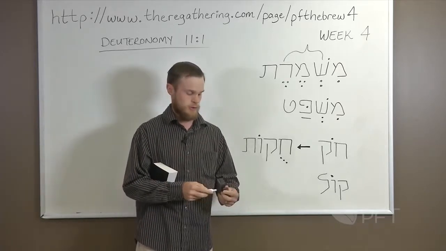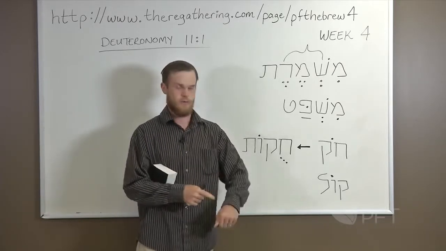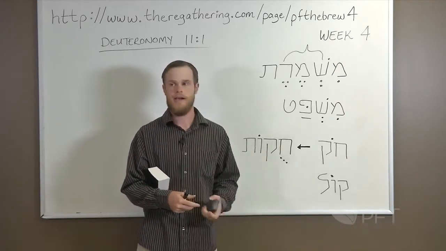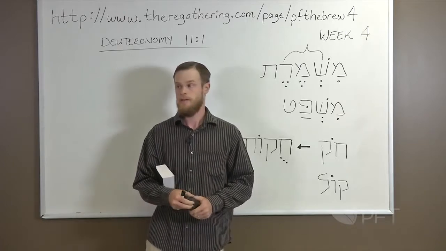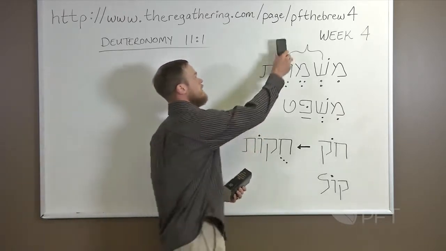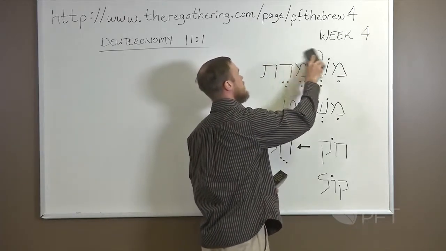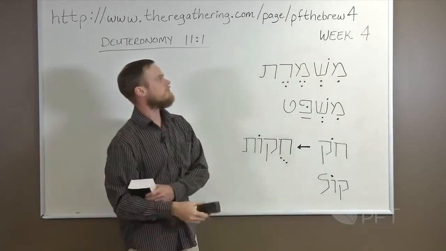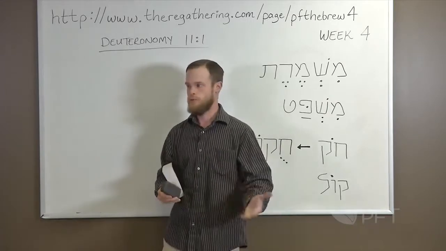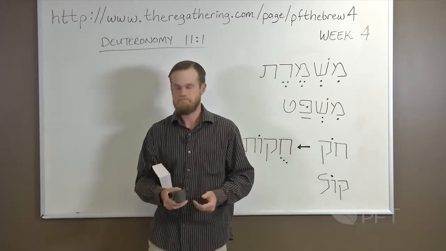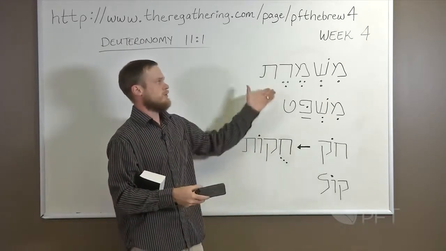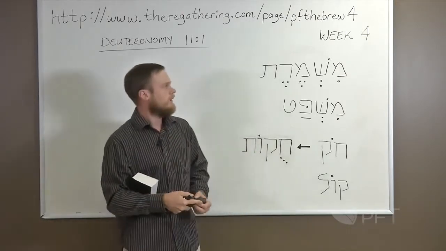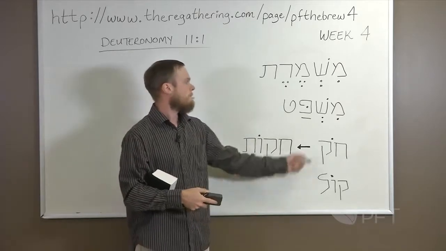Mishmeret means a watch. Not a watch as in a wristwatch, but a watch as in an assigned time period for a watchman. So the idea is something that it's your responsibility to keep, to protect, to guard, because it's used in both literal and metaphorical senses. Okay, so that's a mishmeret.